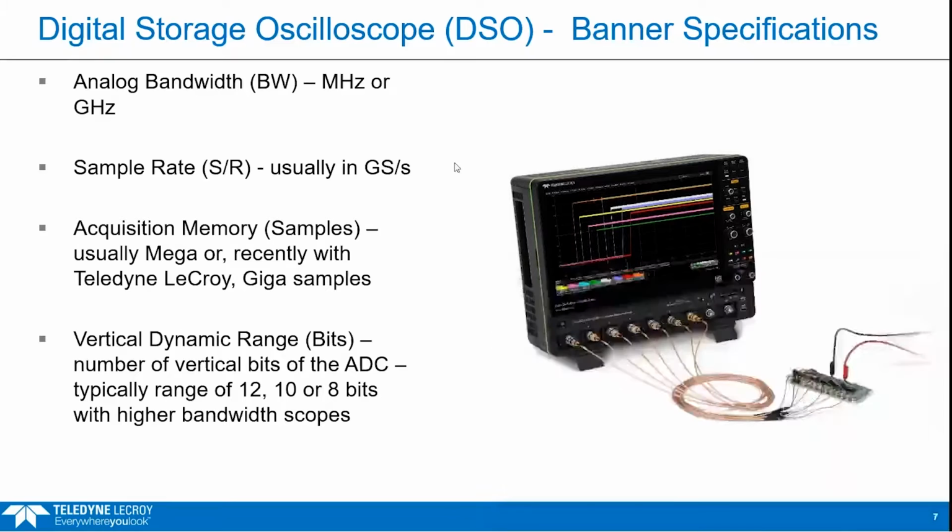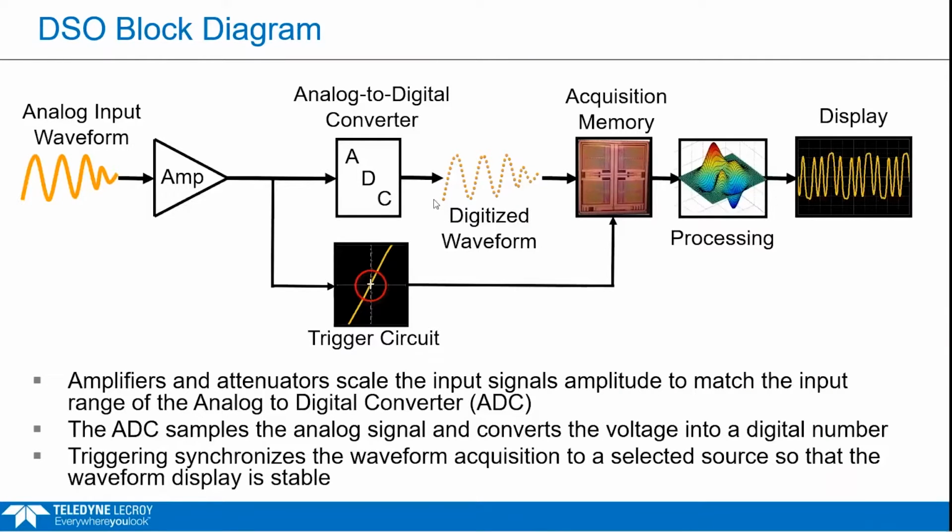Let's dive into that a little bit more. Here is a block diagram, very briefly. We have our analog input, and many times we'll use a probe, single-ended or differential, to get to the right level. Then there's the amplifier in the scope, which amplifies but also attenuates according to the volts per div or current per div, so that the ADC gets the right amplitude. That's the purpose here.